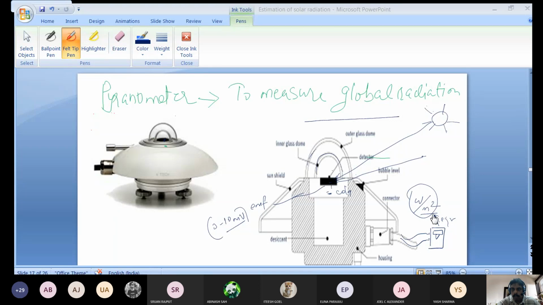Akshad Bisht. Yes, sir. Working is clear or not? Yes, sir.